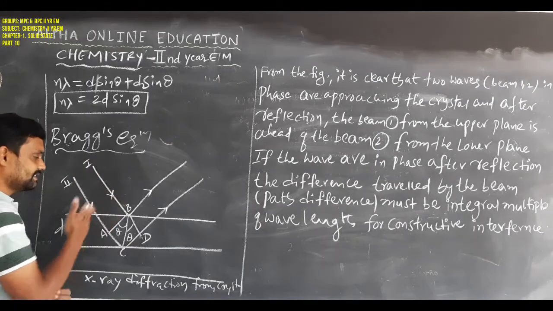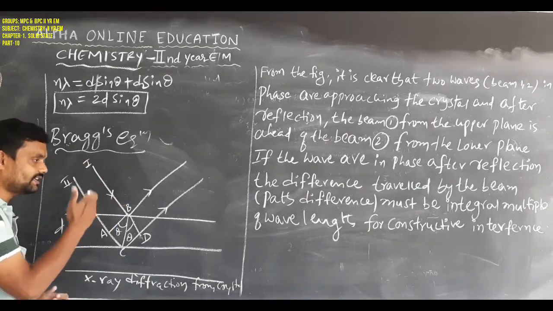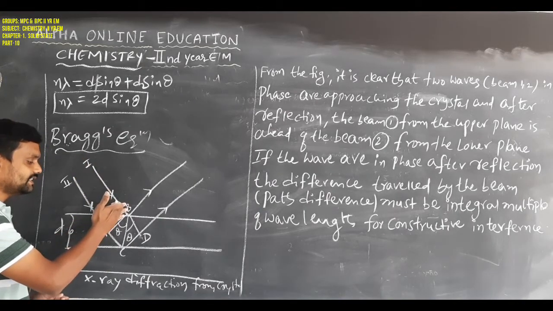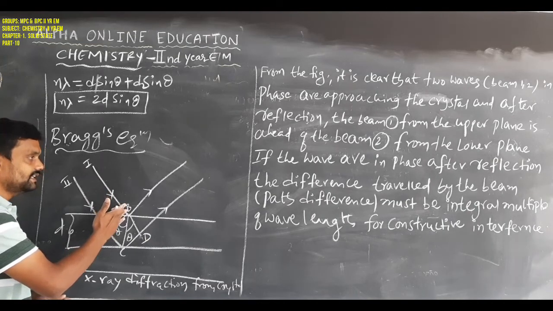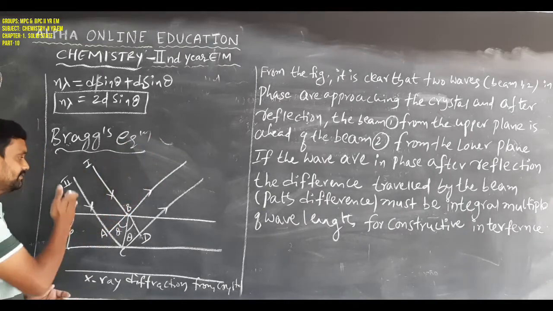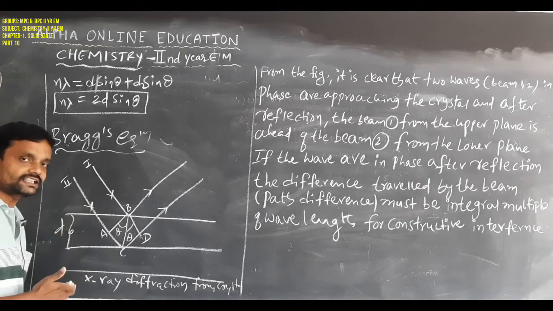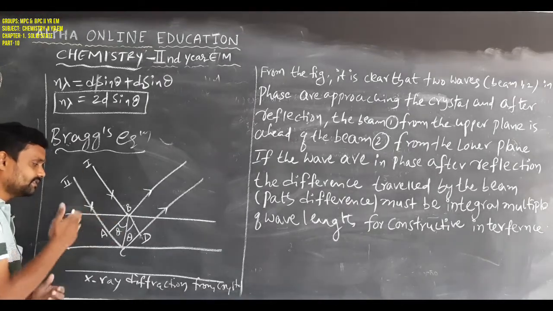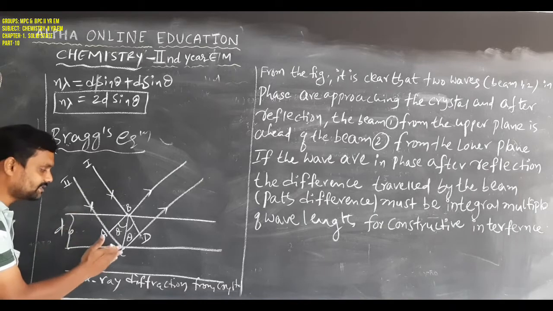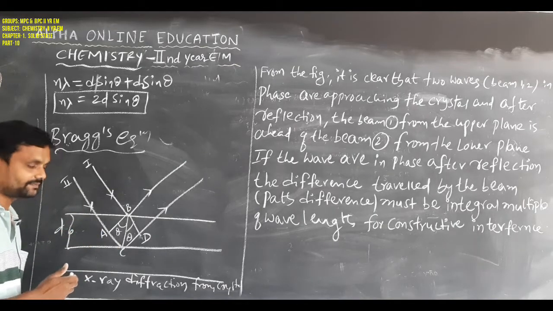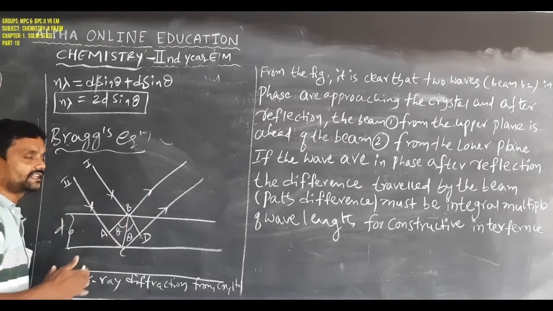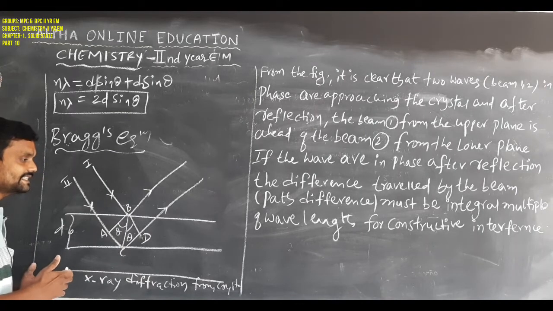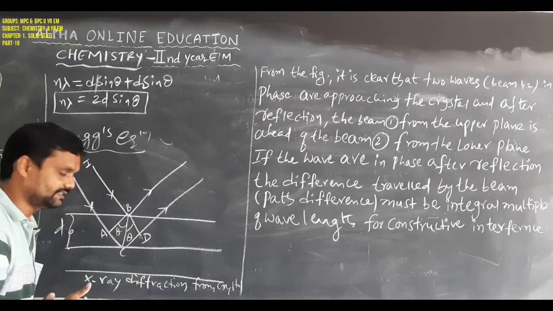X-rays fall on the crystal surface. One X-ray is diffracted from the crystal surface, and when we pass another X-ray on that crystal surface, it travels an extra distance, which means it can touch the second layer in the crystal and then be diffracted again. This phenomenon is used when X-rays fall on crystal surfaces.